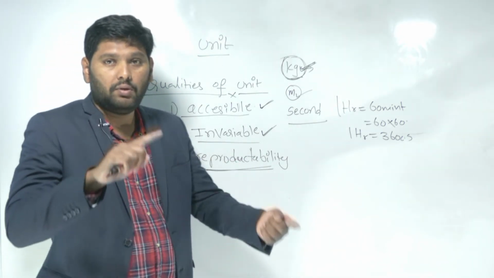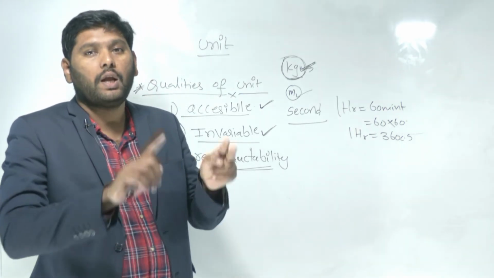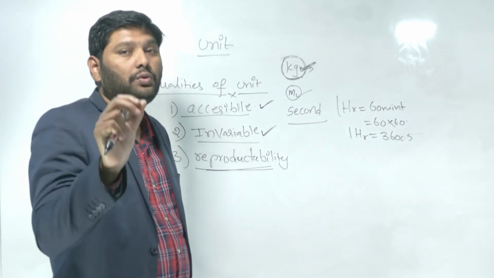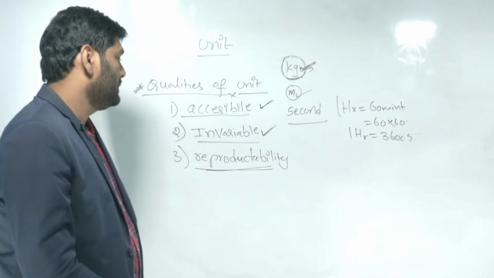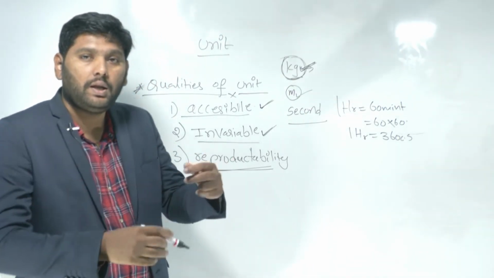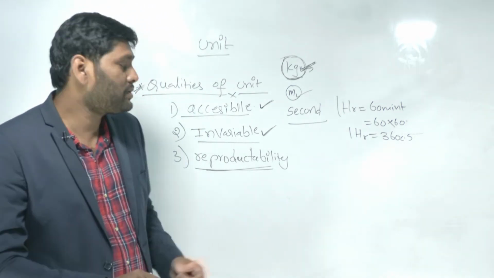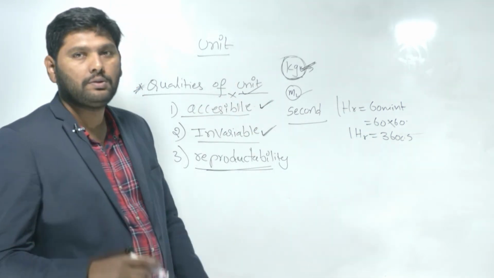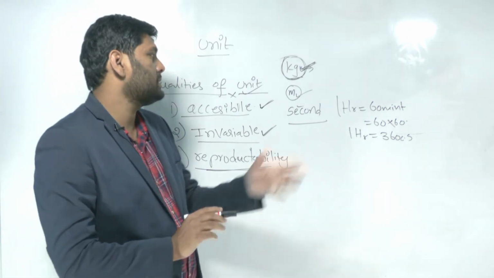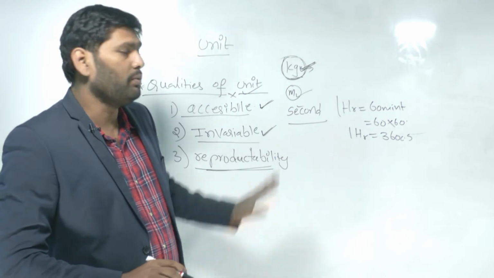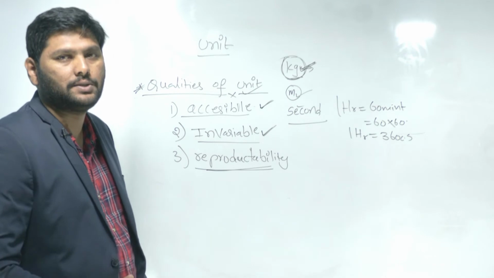Invariable means with temperature, with pressure, with air, with force, anything happen, the magnitude, the quantity, the standard value cannot be changed. That is known as unit. And reproducibility, we can repeatedly use many times without changing the value. So here I discussed some examples for unit: mass unit, length unit and time unit. These are the standard values for mass, length, time. I hope you have understood.